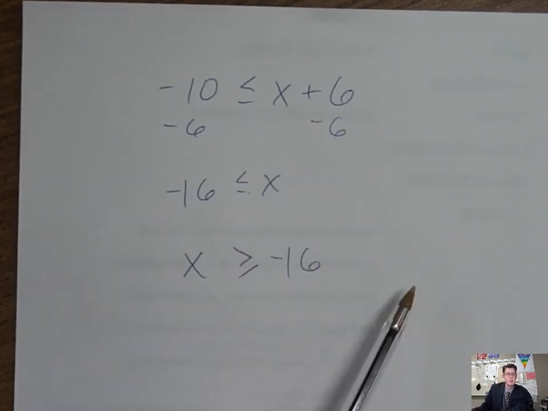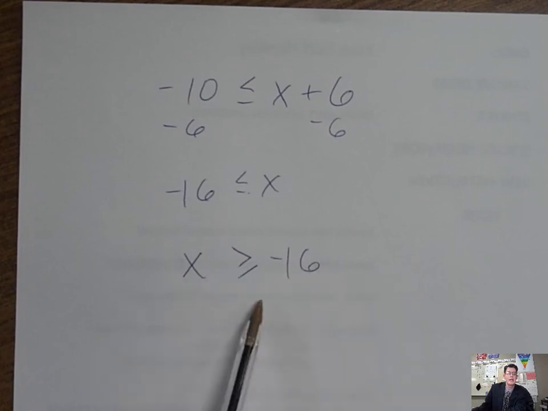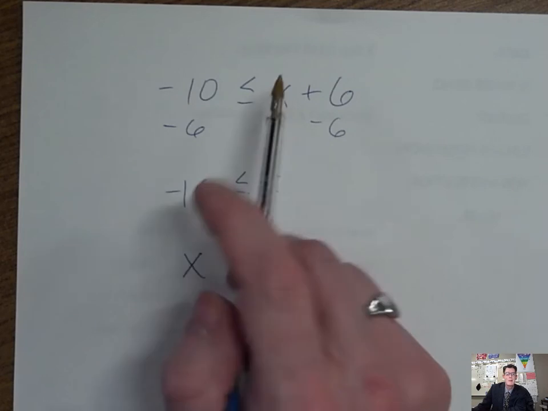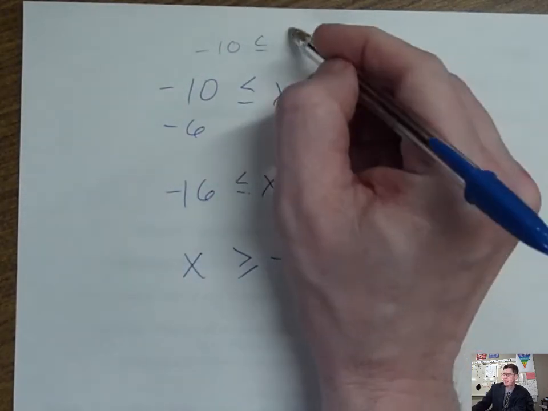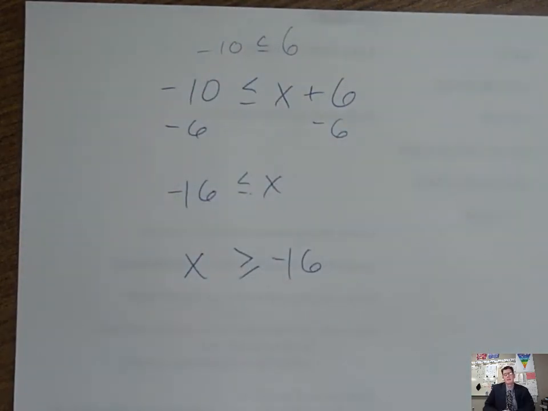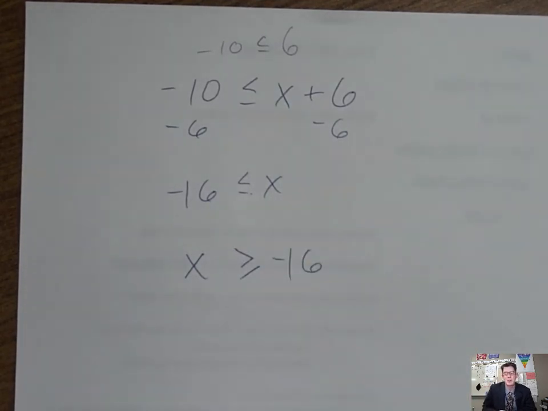To make sure we did it right, pick a number that's bigger than or equal to negative 16. 0. Put 0 in. Is negative 10 less than or equal to 0 plus 6? Is negative 10 less than or equal to 6? Sure is, so we know we did it right. You can always put a number back in and check and see if that's the original. That's the work of today. That's what we work on today. That's the knowledge that we go over today.